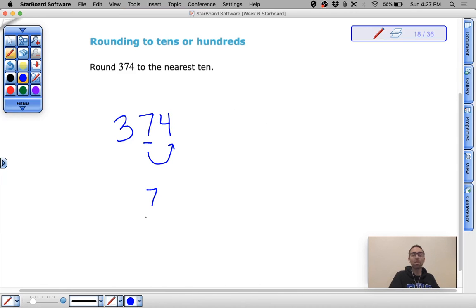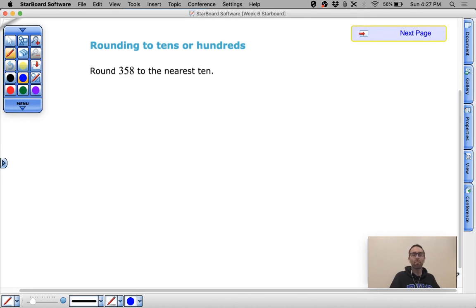So I'll write that number 7 over here. The numbers to the right are going to be 0, so there's only one of those, and the numbers to the left stay exactly the same. So I have 370. So let's give you one more example here. You're going to try this one on your own now. So I have 358 to the nearest tens.